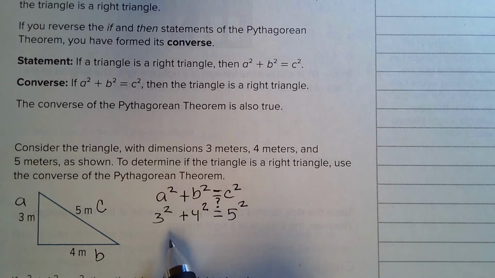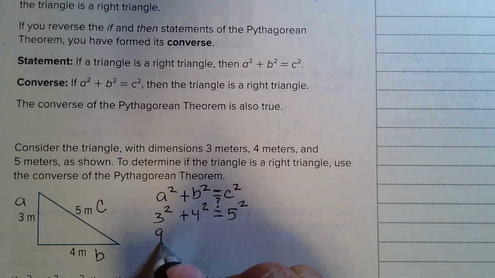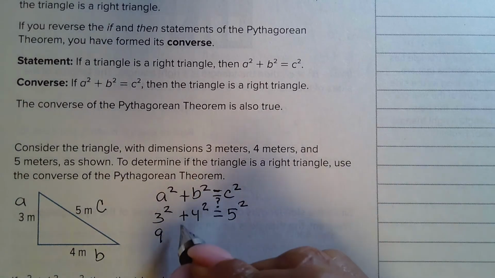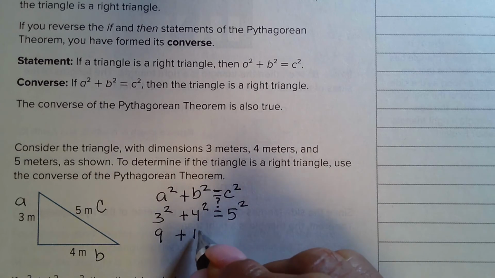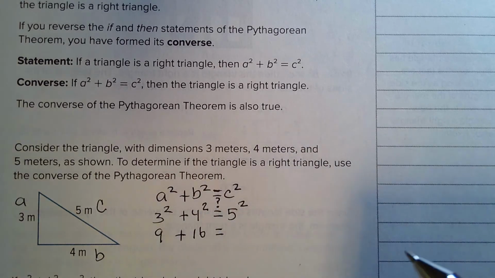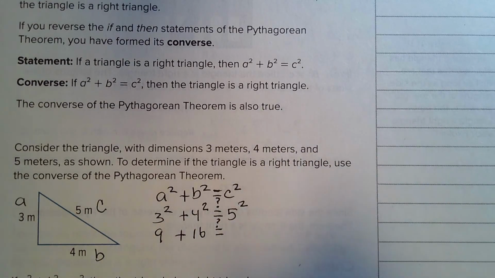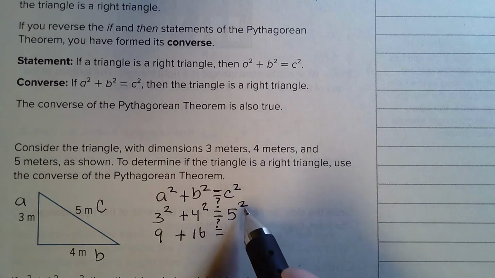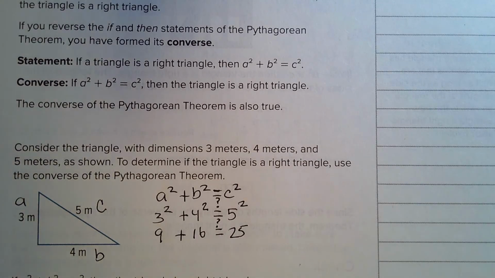All right, so now that I've done my substitution, I'm going to evaluate my exponents. So I have 3 squared is 9. Remember that means 3 times 3. Bring down my plus sign, and 4 squared is 16, remembering that means 4 times 4. Again, I'm putting my question mark over my equal sign because I still don't know if they equal yet. And 5 squared is going to be 25, remembering that 5 squared means 5 times 5.